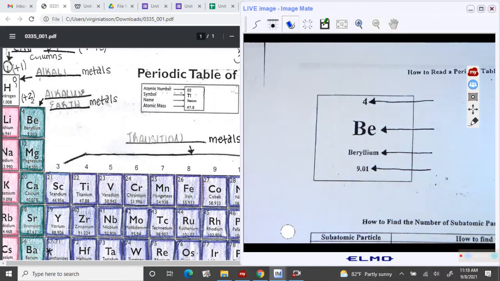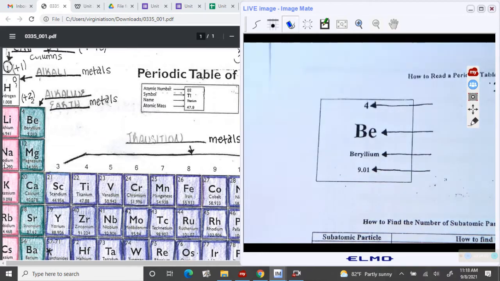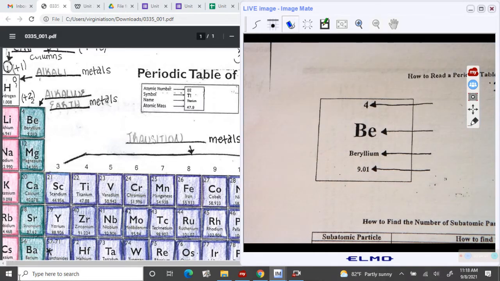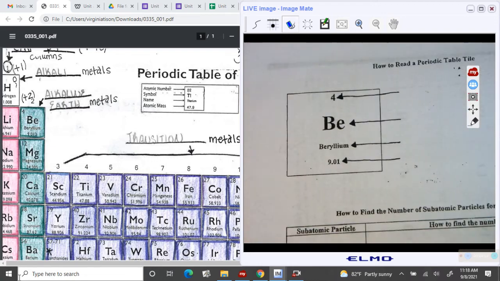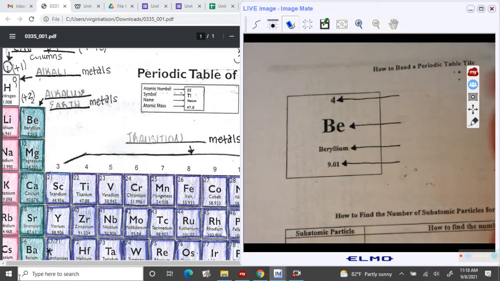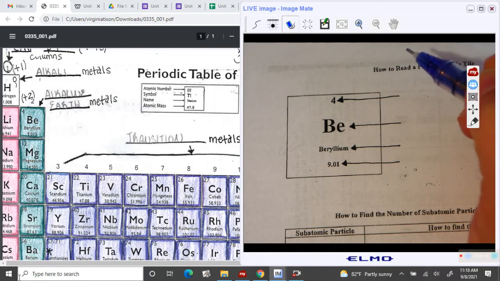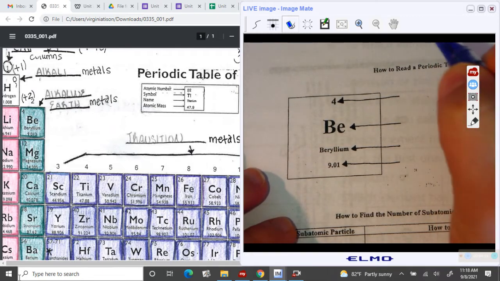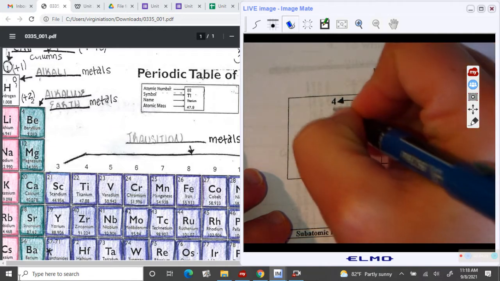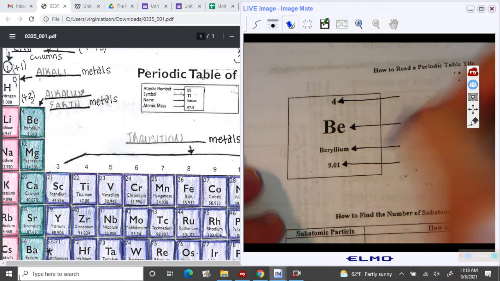Now, you can see beryllium is atomic number 4, and it's right here. And everything looks exactly the same as it does on my paper. So there's a couple things these numbers can tell us. The number of protons never changes in an atom. It never changes. It is the atom's identity. And if you ever change the number of protons, you'll change the element.